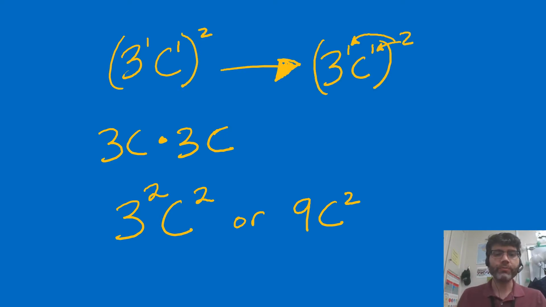Okay, so the quick way to do that problem is to think of 3 having an exponent of 1, which it does, because if there isn't an exponent there, you can assume it's a 1, and c having an exponent of 1. So now you're just distributing the exponent 2 over the other exponents, and you're multiplying 2 times 1 and 2 times 1, so you get 3 squared c squared.